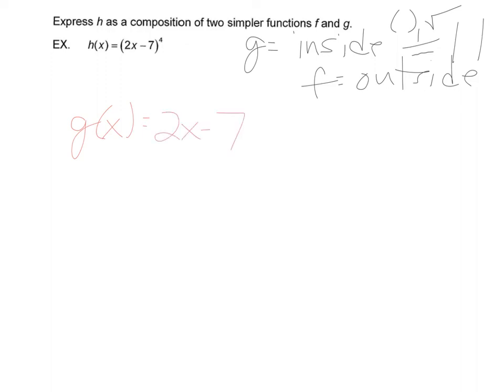It's trapped inside parentheses. Then what you can do is erase what you just wrote down, the 2x minus 7, and replace it with an x, then that will be the f function. F of x equals x to the 4th. Now there's really more than one correct answer to these and more than one way to do these, but this is the simplest. This is a process that we have to use sometimes in calculus, figuring out the inside and the outside.